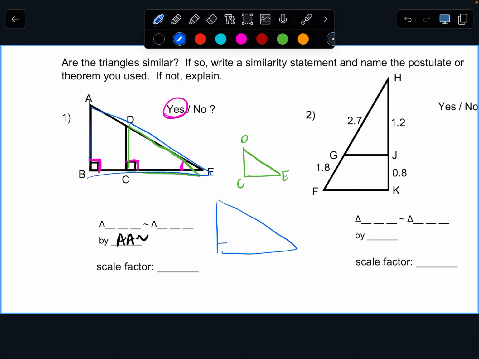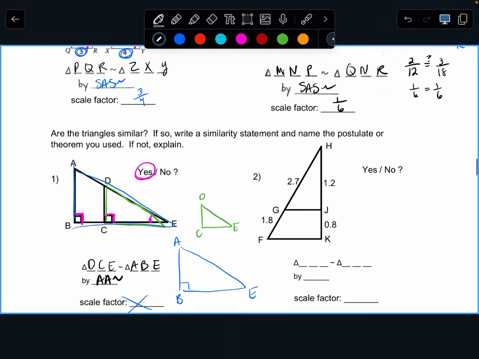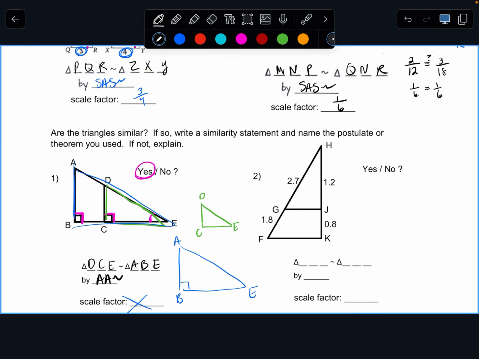If it's angle, how do we do the scale factor of that? Can't. Okay, so this one, you got the box and then the shared angle E. So it's just angle. You can't do scale factors, there's no numbers. So yes.